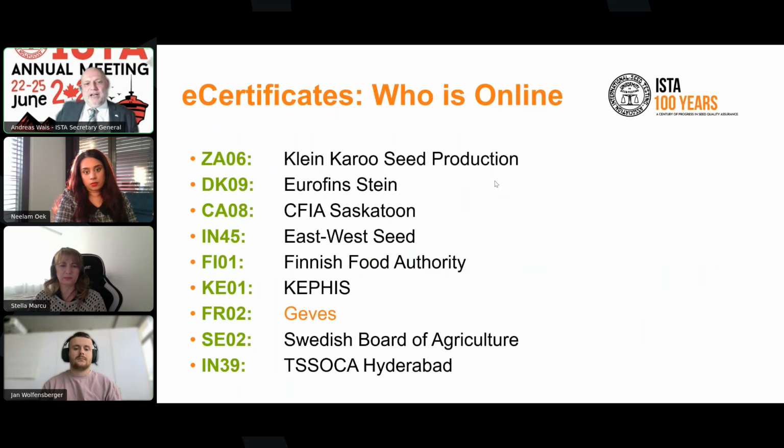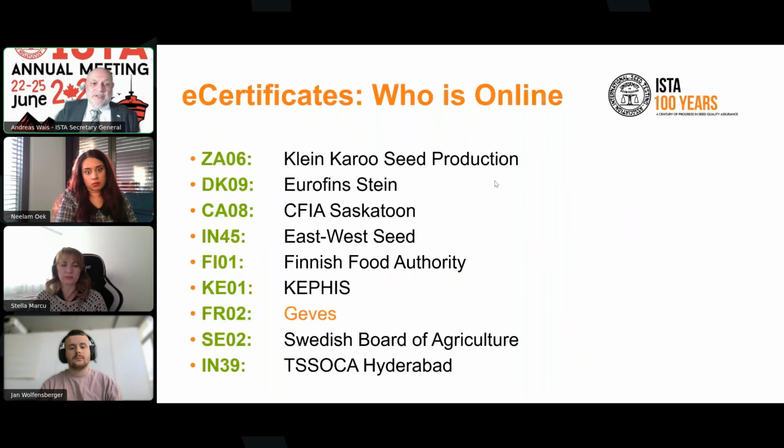Now, who is online in the moment? We see 9 laboratories in the moment online. It started with South Africa 6, Klein Karoo seed production, Denmark 9, Eurofins in Stein, Canada 8, CFIA in Saskatoon, India 45, East West seed in India, Finland 1, the Finnish food authorities, Kenya 1, Kefis, France 2, Geves, Sweden 2, Swedish Board of Agriculture, and India 39, TSSOCA in Hyderabad. That's the governmental laboratory in Hyderabad, in Telangana state.